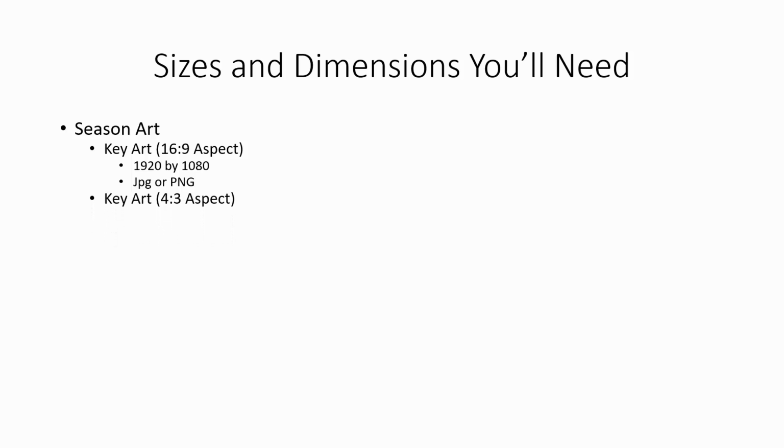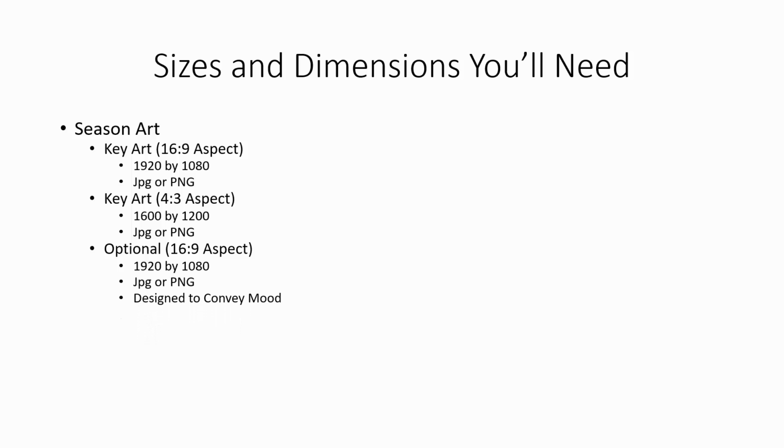Now, there is key art that you'll need to create that is also a 4:3 aspect ratio. That'll need to be 1600 by 1200, JPEG or PNG. And there is an optional file that you'll want to upload that's a 16:9 aspect ratio. It's 1920 by 1080, JPEG or PNG, and this is going to be a background image. It's only going to appear on the devices in order to convey mood.